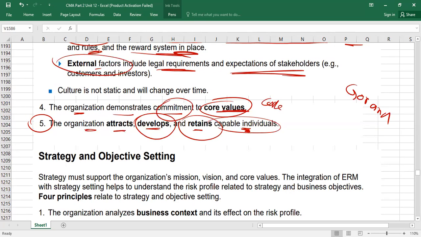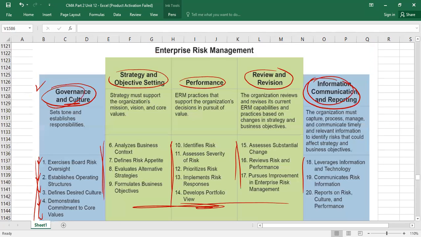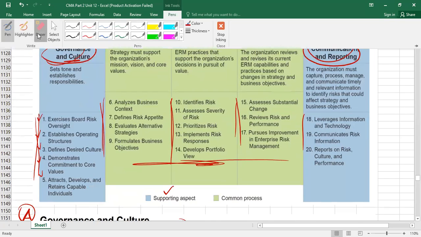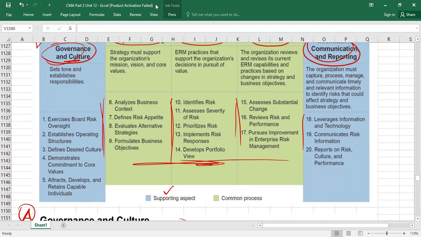Now I'm going to show you these five things in short, because I told you that you can memorize and revise from here also. First principle under governance and culture: exercise board risk oversight, establish operating structure, define desired culture, demonstrate commitment to core values, attract, develop, and retain capable individuals. These are the five principles. If you do these things, it means governance is there, culture is there.